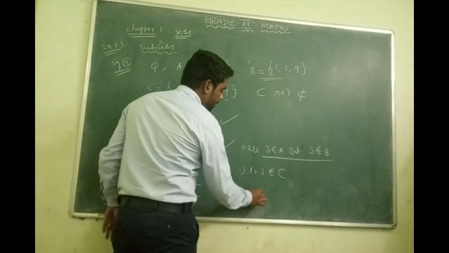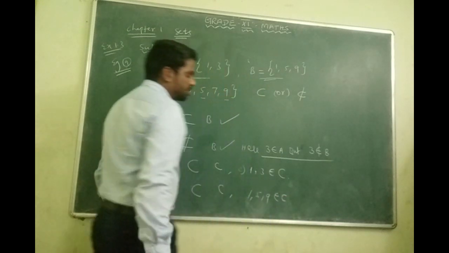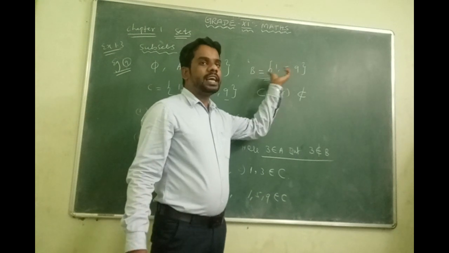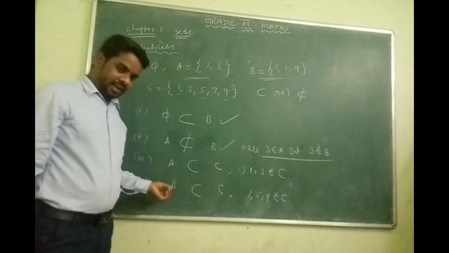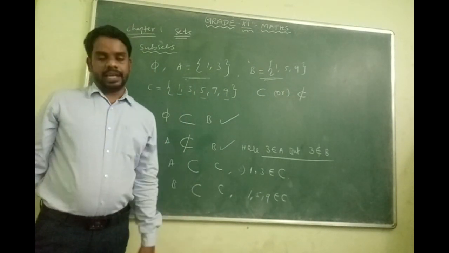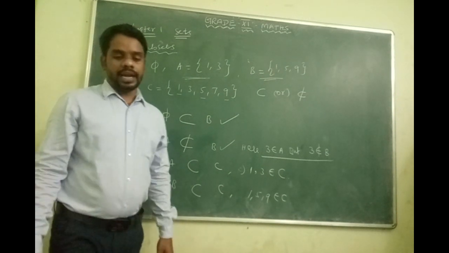Here the elements 1, 5, 9 belong to C, and 1, 5, 9 are the elements of B. So the elements of B all belong to C. Therefore the set B is contained in C, so set B is a subset of C. Okay? Very simple and easiest question.